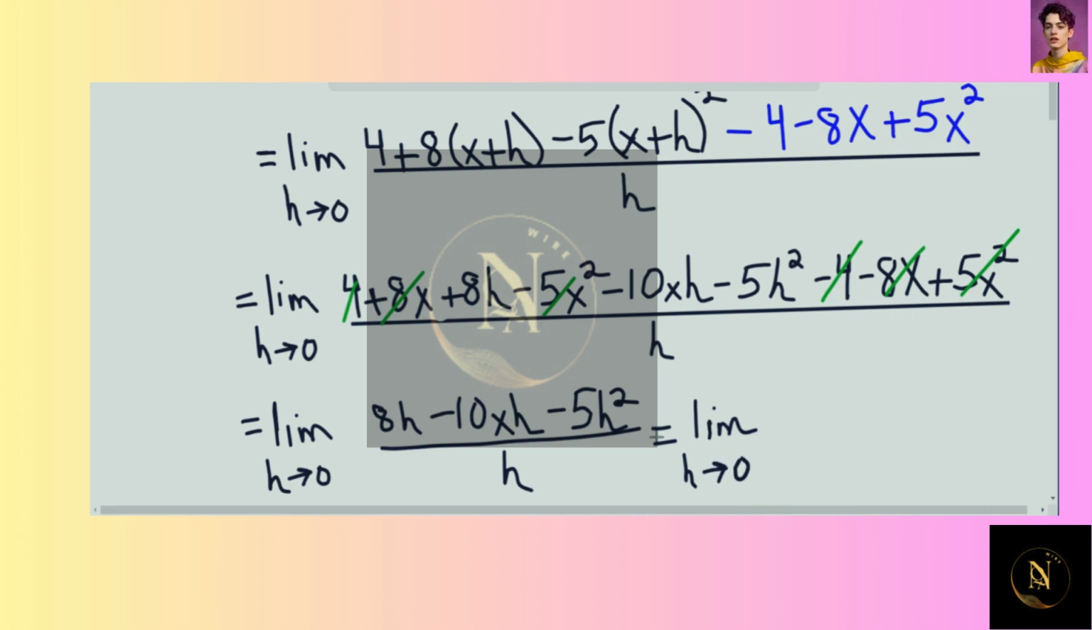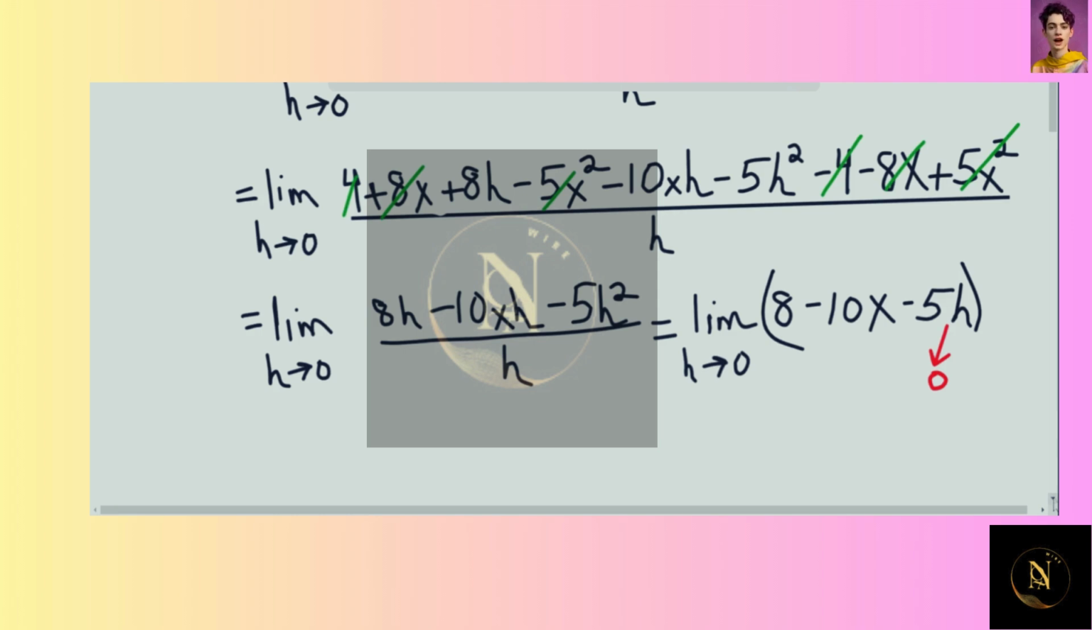8h divided by h is just 8. Subtract 10xh divided by h is 10x. And then minus 5h squared divided by h is just minus 5h. And as we take the limit of this expression as h approaches 0, 5h is going to approach 0. And so we're going to be left with 8 minus 10x.